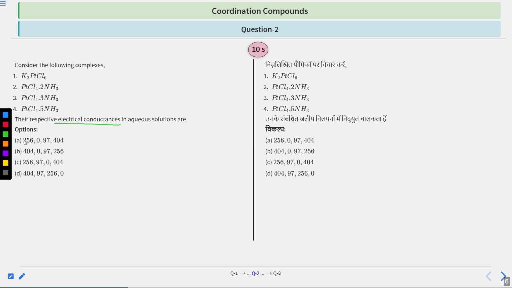Options are 256, 0, 97, 404; 404, 0, 97, 256; 256, 97, 0, 404; or 404, 97, 256, 0. You have to select the correct electrical conductances for the given complexes in the question. You have 10 seconds to solve this question. After that, we will see the answer.